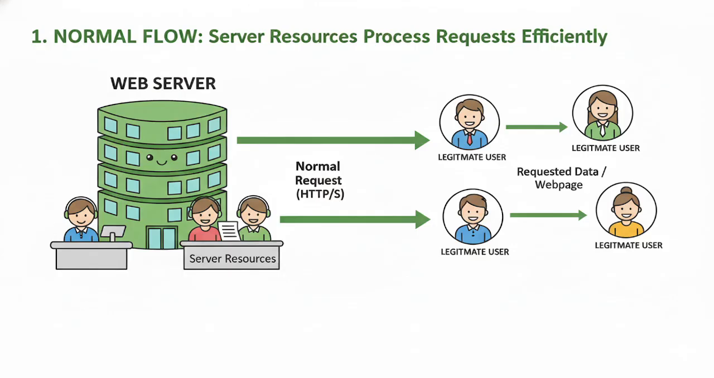So the first step of this attack: this particular image illustrates a normal flow of operations. This is the first step, which is showing the normal flow of operations. Here legitimate users send a standard request, like browsing a web page, to a web server. The server, with its dedicated resources, efficiently processes these requests. It retrieves the requested data or web page and sends it back to the legitimate users.